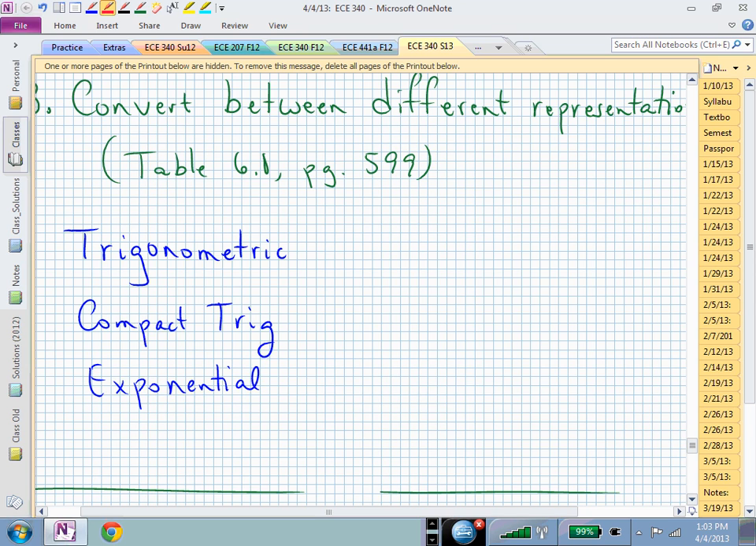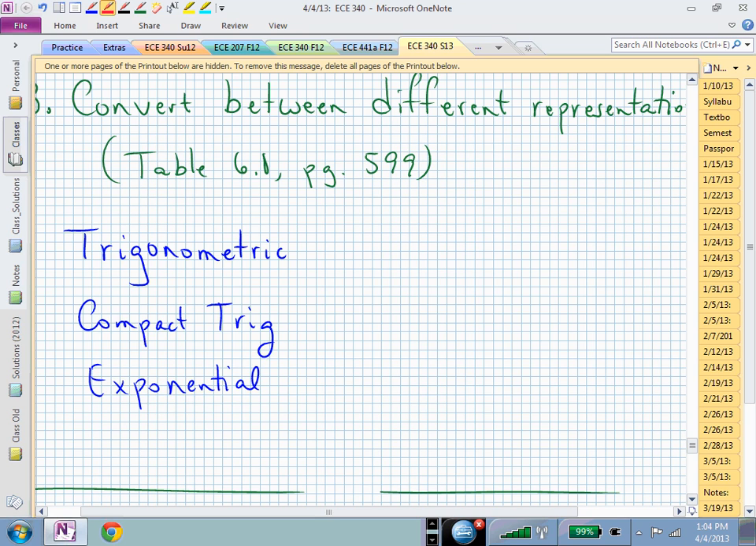Trigonometric involves sines and cosines in your Fourier series expansion. The compact trigonometric converts those sines and cosines that are at the same frequency into just a cosine. And you know how to combine sines and cosines at the same frequency, or you need to. That's how you would go from trigonometric to compact trigonometric. And this table, 6.1, gives you the formulas. If you find the A's and the B's in the trigonometric Fourier series, you can compute the coefficients and the phase in the other two, the compact trigonometric or the exponential.